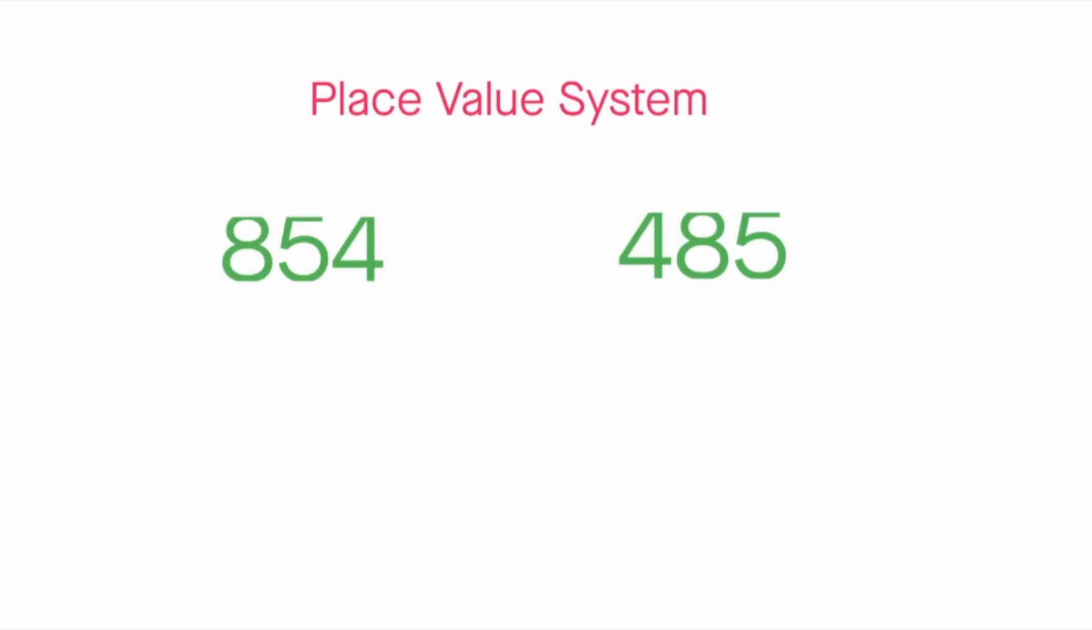Now, let's move on to the place value system. The value of a digit depends on its place in a number. So for instance, the number 854 is different from the number 485. These numbers have the same digits in them, but they have different values because of the placement of each number.